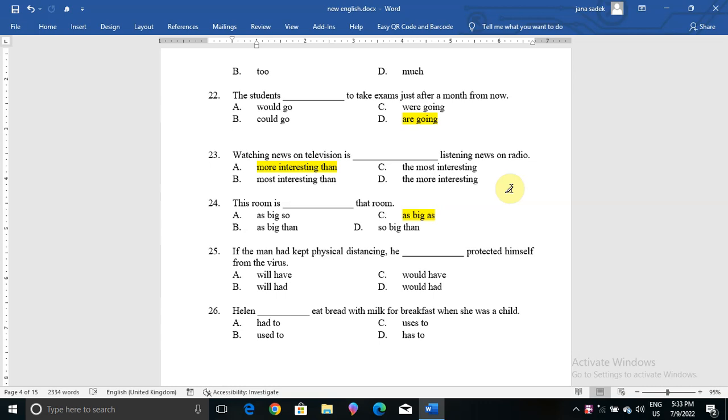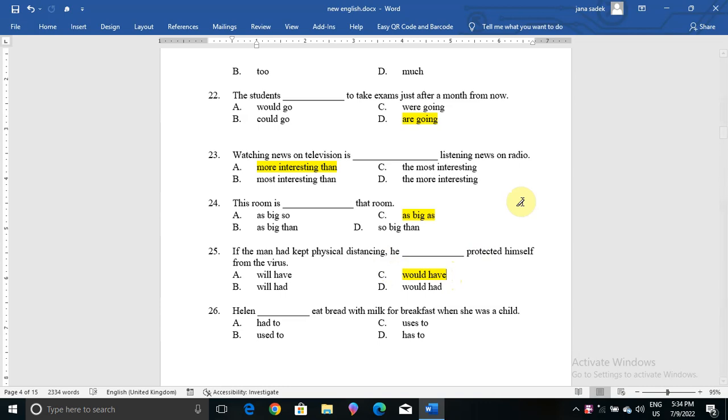That says in the if clause, it will be had plus verb 3. And in the main clause, we will have would plus have plus verb 3. So the correct answer for question number 25 will be would have. Why? Because would plus have plus verb 3, which is protected. So the correct answer for question number 25 is C. That's talking about the third condition of if sentences.